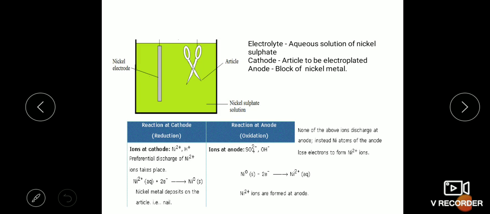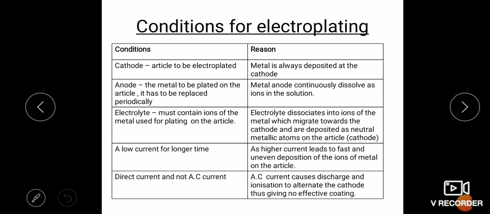I hope guys the things are clear. In the next section, we are going to conclude the lesson. We are going to take 2 or 3 examples, as well as I am going to discuss the extraction of metal, that is electrometallurgy, and electrolytic refining of metal. Electrolytic refining means purification of metal in the next lecture.